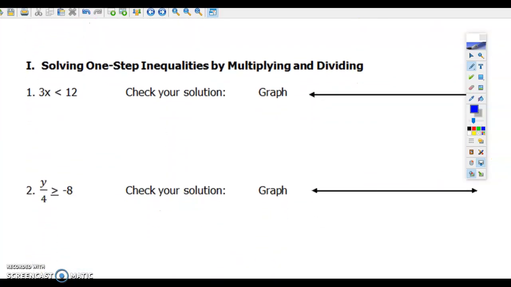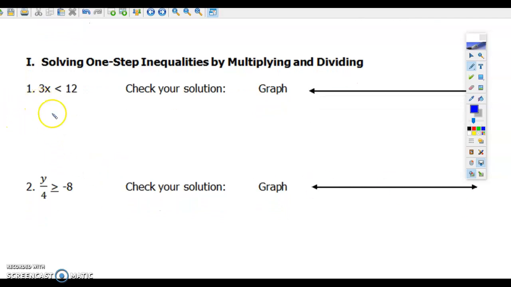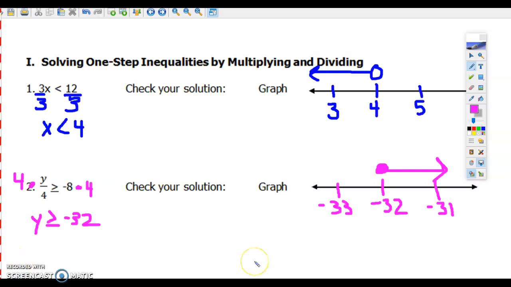Hope you're doing good. Now let's multiply and divide to solve. Pause here, see if you can solve these two. You're just doing the same thing you would if it was an equation, but you keep the inequality symbol. Good luck, guys. All right, guys, how'd you do here? So I divided this one both sides by 3, and x was less than, don't put equal to, less than 4.